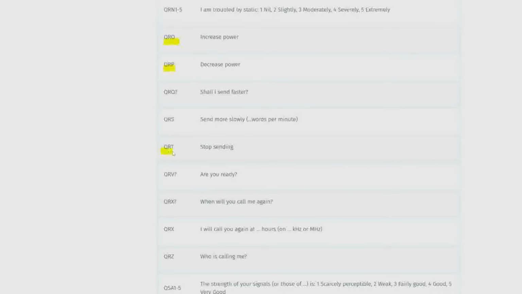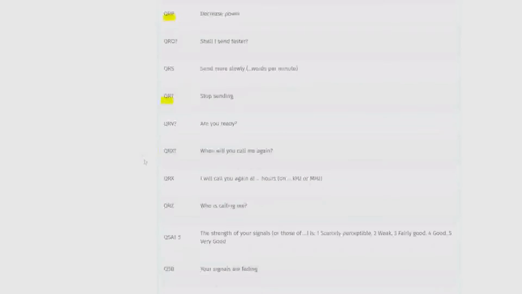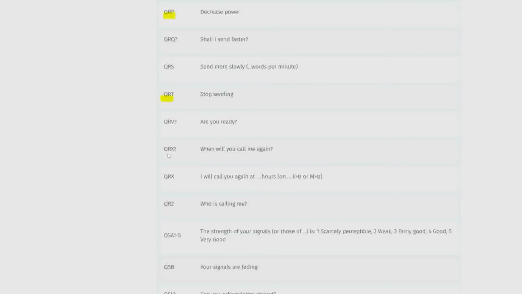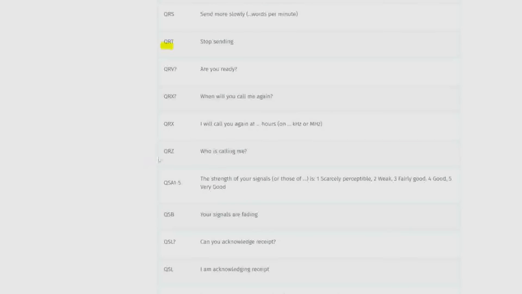QRT, it is used. It just means you're shutting down. You're turning the station off. If you say this is VK4XYZ QRT, that means that's it. You're gone. You're finished. You're not going to hang about anymore. QRV, QRX, yes, sometimes I wouldn't be too fussed about that.